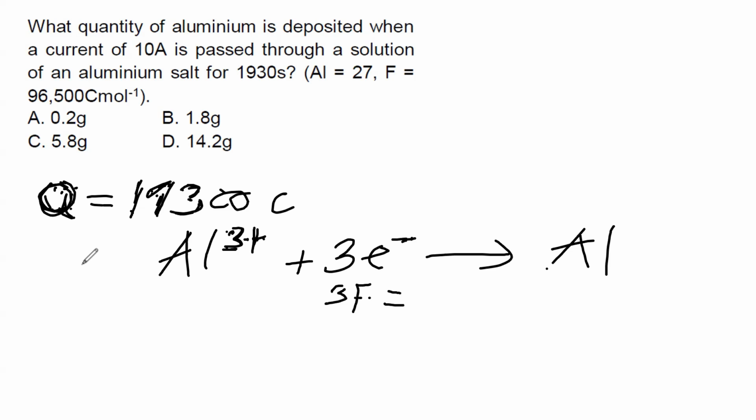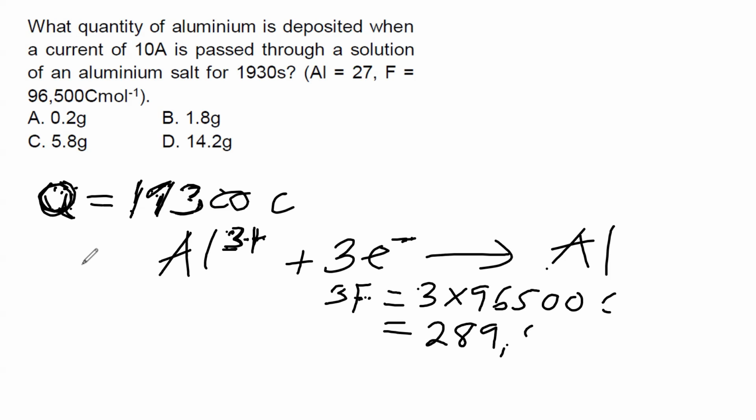Since we have 3 electrons here, it means that we have 3 Faraday. And we know that 1 Faraday is 96500. Since here it is 3 Faraday, we now have 3 times 96500, which will give us 289500 coulomb.